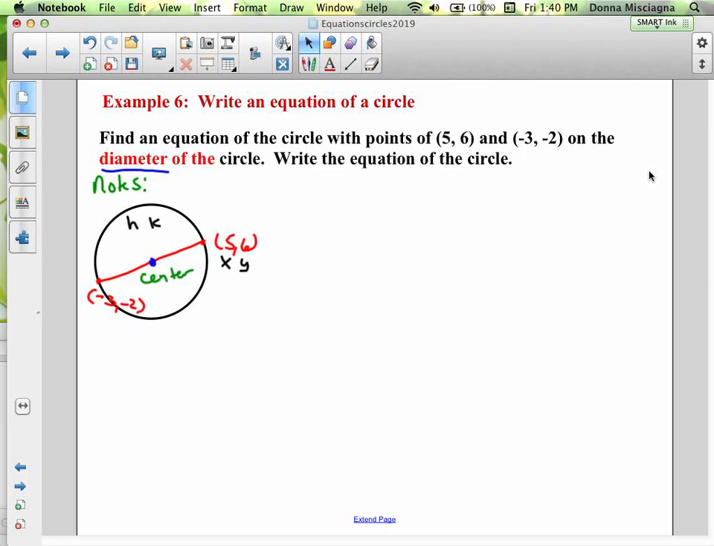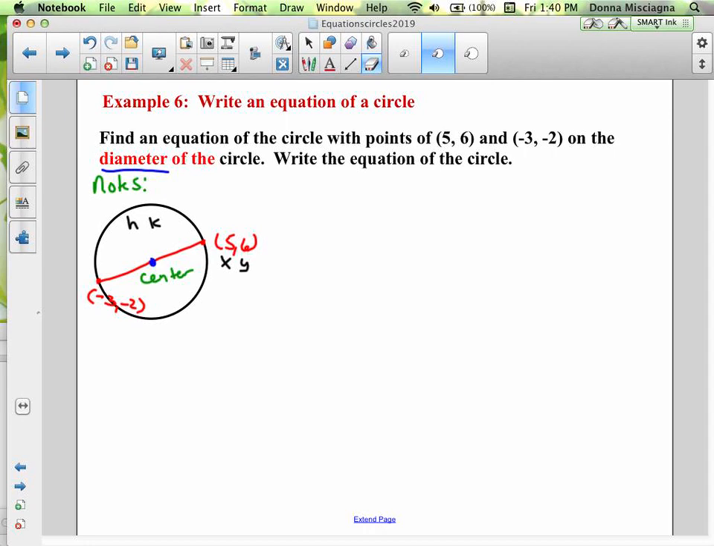I'd like you to add this diagram to your notes. Get rid of that. We don't need that right now. There it is. All right, so you're going to draw that little diagram there to kind of help this problem make a little bit of sense.